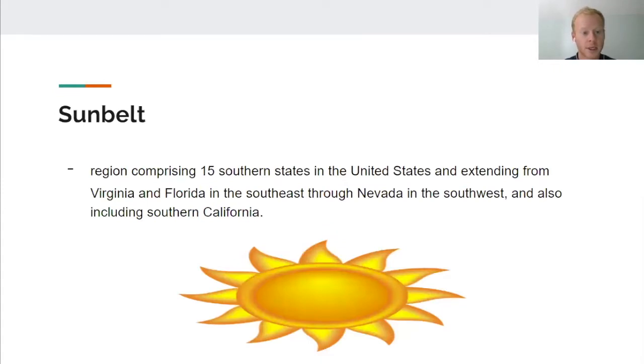The Sun Belt is a region comprising 15 southern states of the United States and extending from Virginia and Florida in the southeast through Nevada in the southwest, and also including Southern California. So if you think about it, what do these 15 states have in common? They're all very hot in the summer. That's why it's called the Sun Belt. So go ahead and write these 2 definitions down if you need to.